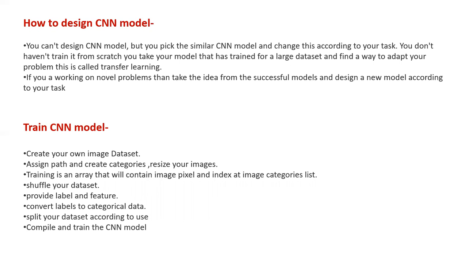Now, how to train the CNN model. There are different steps to train the CNN model as well. The first step is create your own image data set, assign path and create categories, resize your image. Training is an array that will contain image pixel and index of image categories list. Shuffle your data set, provide label and features, convert label to categorical data, split your data set according to use, and then the last step is to compile and train the CNN model.